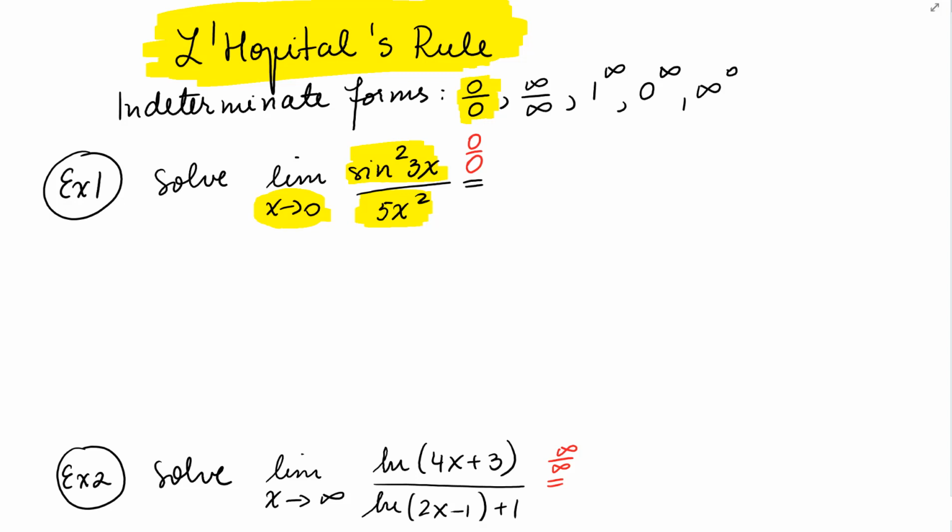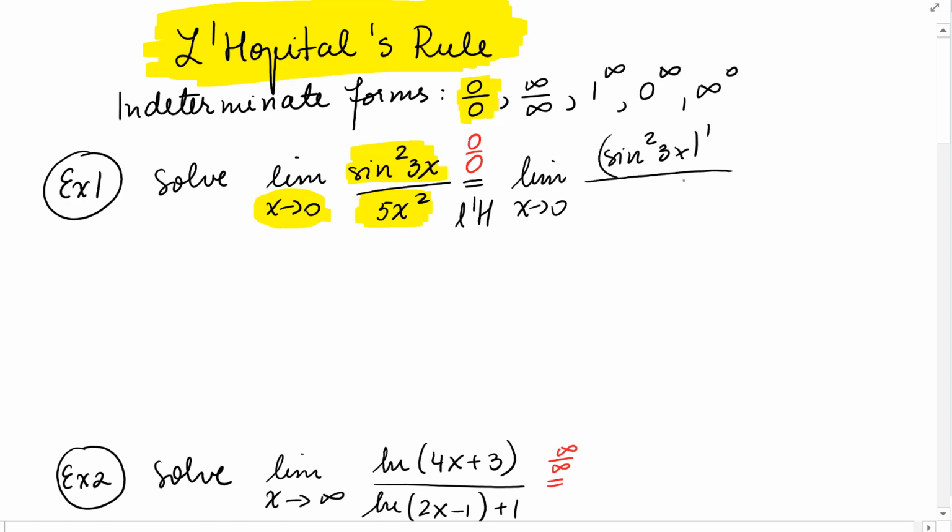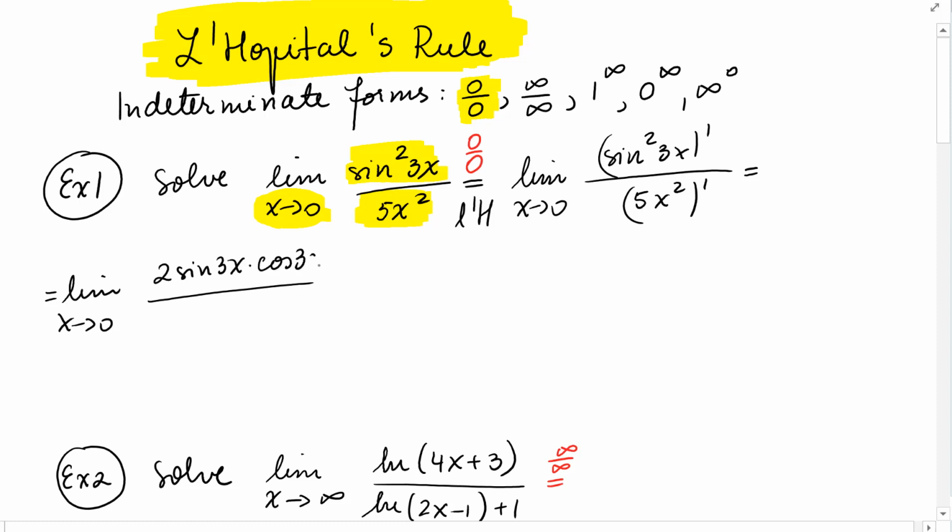Now, when we get 0 over 0, we apply L'Hopital, and I write under the equal sign L apostrophe H to show that we are using L'Hopital, which means we are going to differentiate the numerator, sine squared of 3x prime, over, and we differentiate the denominator. So we don't use quotient rule, we just differentiate them individually. So we get limit as x is approaching 0. The numerator is 2 sine of 3x times cosine of 3x times 3x prime, which is 3. So I differentiated the numerator using chain rule. And the denominator is 10x.